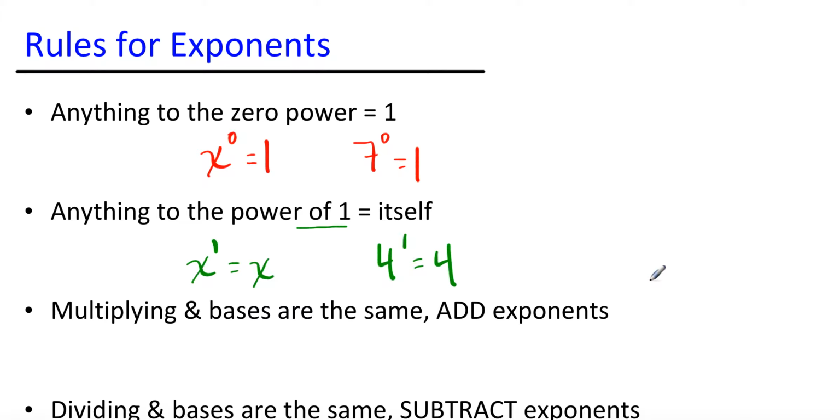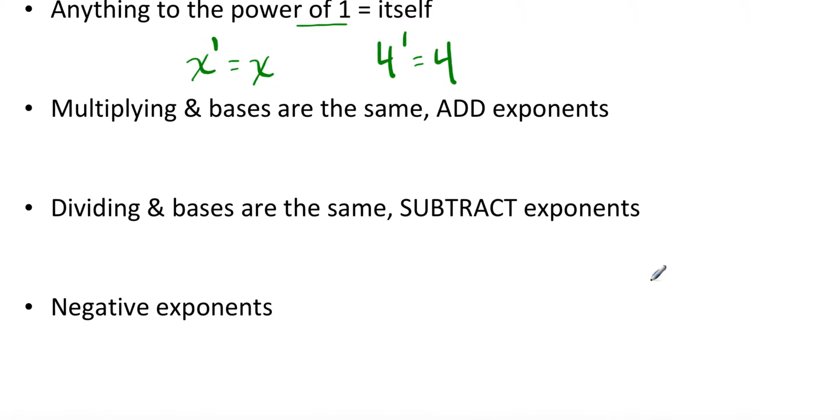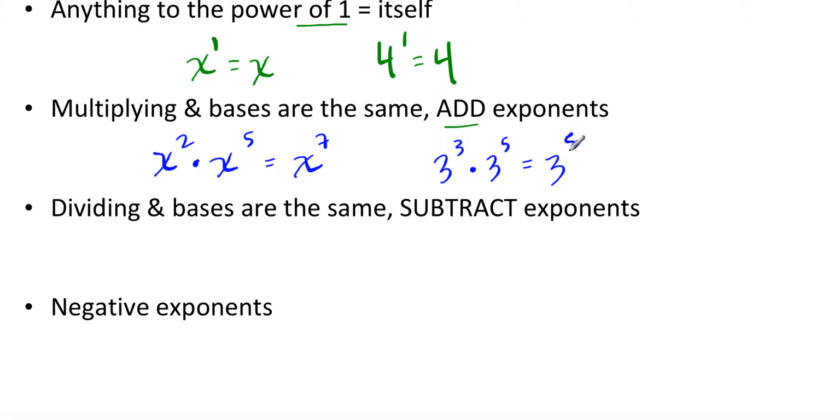Now, some rules that you use when you're multiplying expressions in algebra: say you're multiplying and the bases are the same, then you need to add the exponents. For example, if we have x to the second times x to the fifth, that would give us x to the seventh. Same thing works for numbers. Maybe we have 3 to the third times 3 to the fifth. Well, the bases are the same here. Our bases aren't x this time. Our bases are 3. So we keep the base and we add the exponents. 3 plus 5, and that gives us 8.